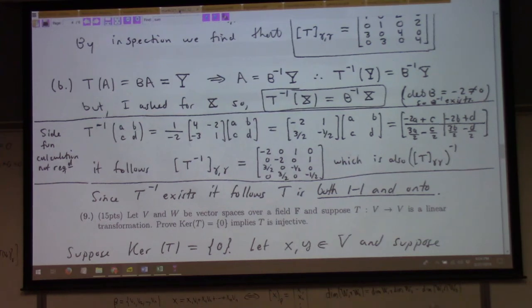Just making sure that I know what's going on with this. When the inverse exists, it's always one-to-one and onto. Right. If it's one-to-one and onto, then the inverse exists. Yeah. Okay.